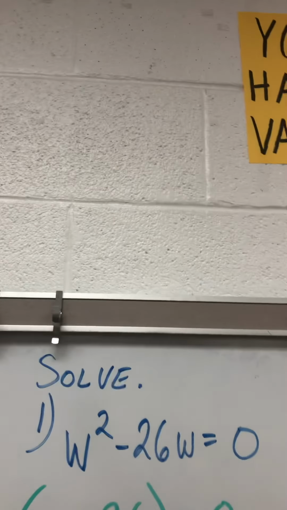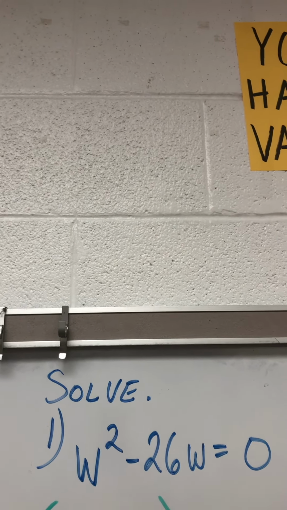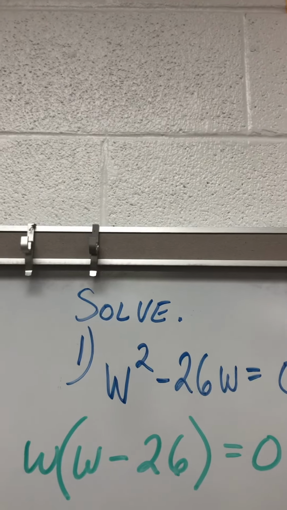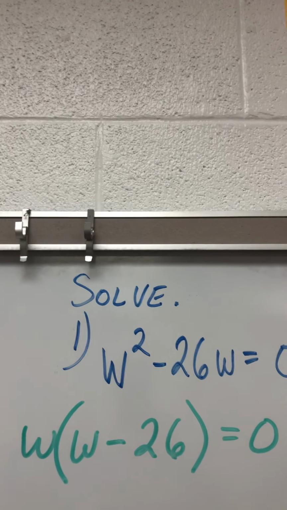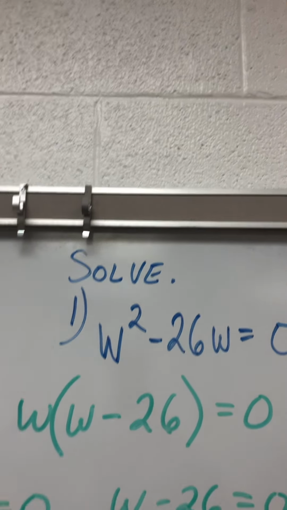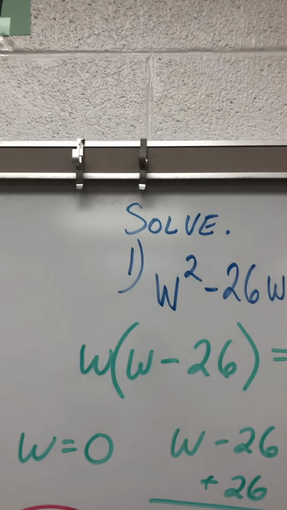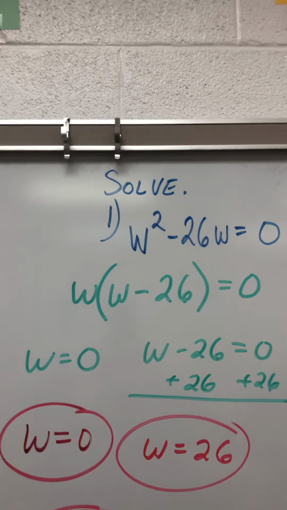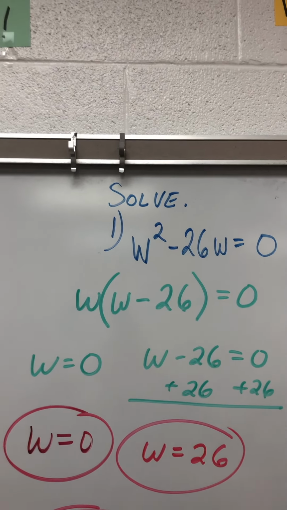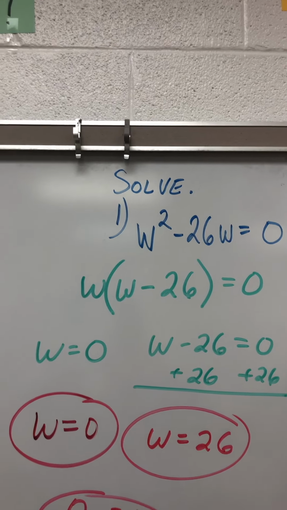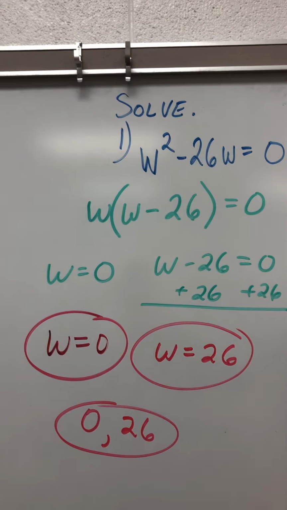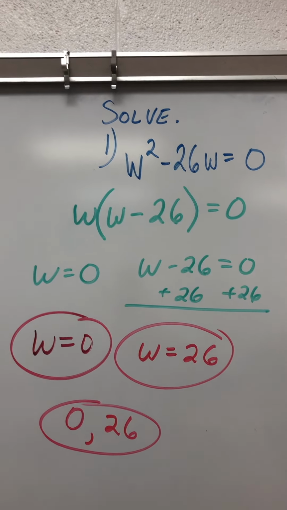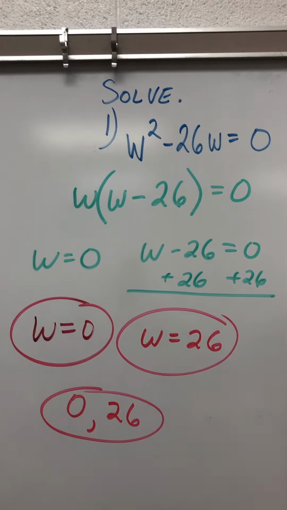For example, if you have w squared minus 26w, the only thing common is w, so you factor out a w. W times (w minus 26) equals 0. So you say w equals 0, and w minus 26 equals 0. You get w equals 0 and w equals 26. In your answer, in IXL today, you just put 0, 26, okay? So hopefully you see this as being pretty easy, and if you want, you can just jump to the answer.